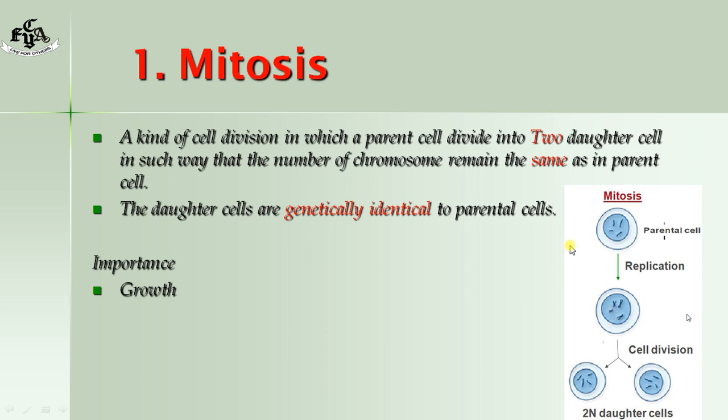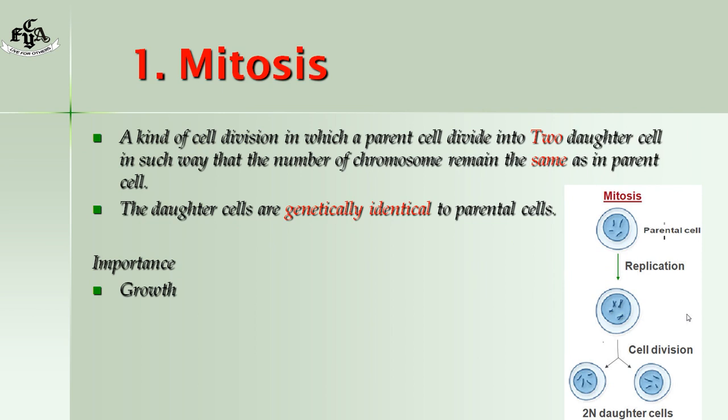So how will we define mitotic cell division? A kind of cell division in which a parent cell divides into two daughter cells in such a way that the number of chromosomes remains the same as in the parent cell, and the daughter cells are genetically identical to the parent cell. What is the importance of mitosis?